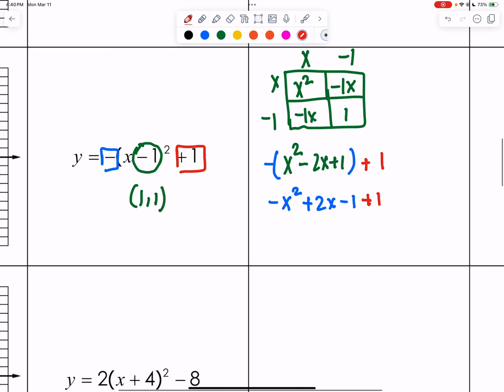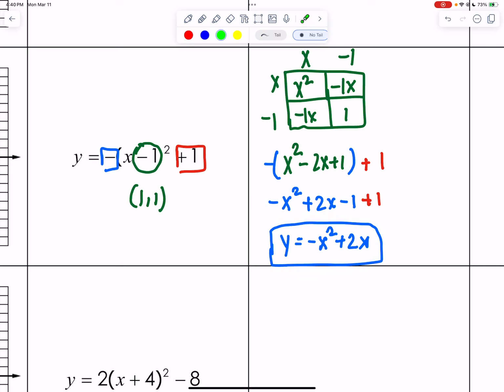And if I simplify that, I am going to get y is equal to negative x squared plus 2x plus 0, of course, because negative 1 plus 1 is 0. This tells me that negative x squared plus 2x is going to be my standard form, which tells me that my y-intercept is going to be 0, 0, because I don't have a constant value.